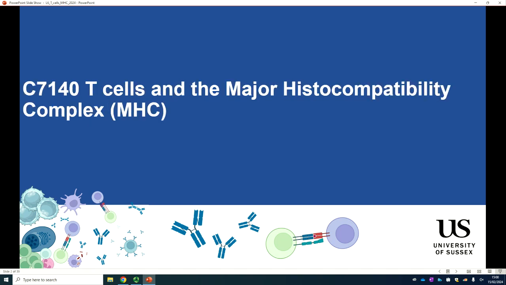So we'll be building on that story today, and we'll start to look at T cells, but also the major histocompatibility complex, which is also abbreviated to MHC.